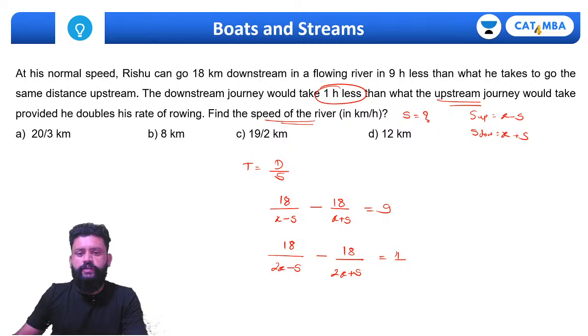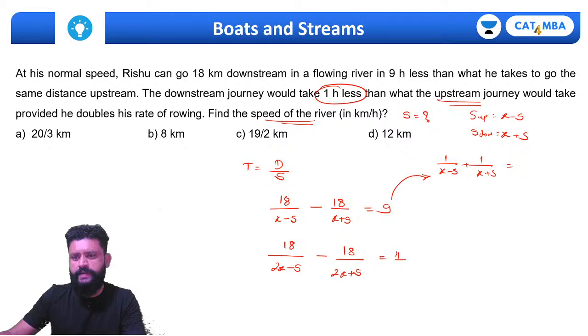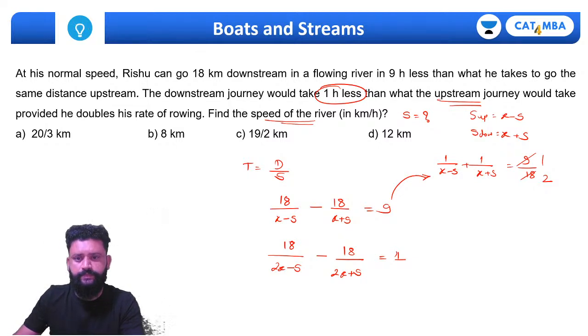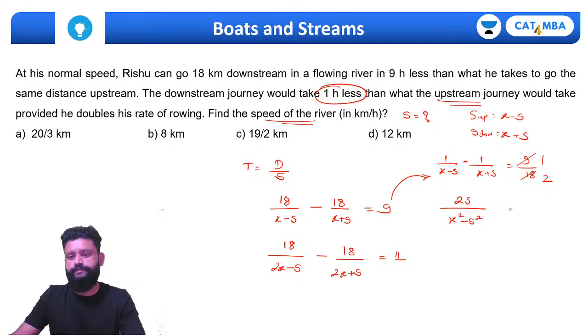So we need to solve this question. We'll take the 18 common. If you solve this, you'll be getting 1 upon x minus s minus 1 upon x plus s will be 9 by 18. I took 18 common, so it becomes half here. Then if we subtract this, x plus s minus x plus s, sorry, it's not plus, it's minus. So x plus s minus x plus s will be, so here it will come 2s upon x square minus s square equal to 1 by 2.